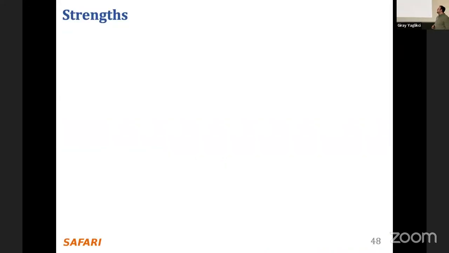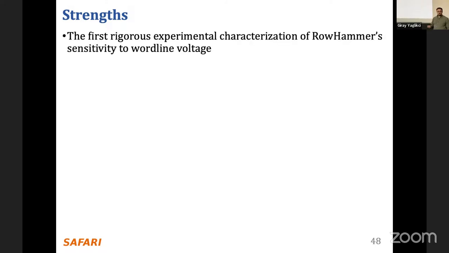So what we expect you to do is to come up with a critical analysis, right? It starts with understanding the paper well, of course. And you need to come up with a list of strengths of the paper. So what could be the strengths here? This is the first real experimental characterization of RowHammer sensitivity to Wordline voltage. So it's a clear contribution, right? Because it's the first that does that.